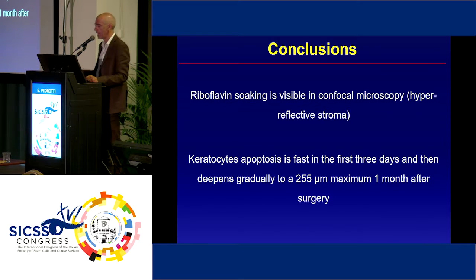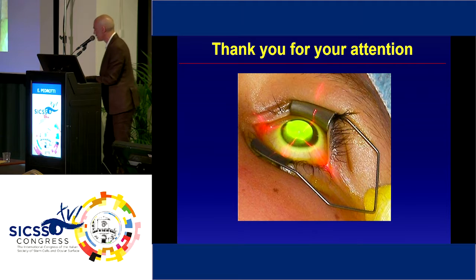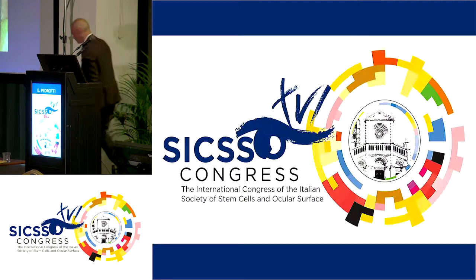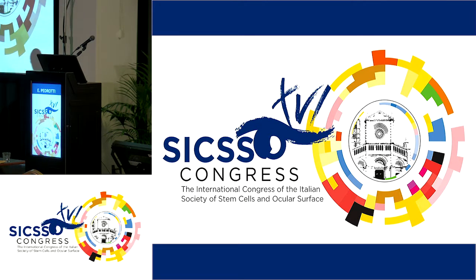Is it possible to document riboflavin soaking in confocal microscopy? Well, it is possible because we have stromal hyperreflectivity. Keratocyte apoptosis is fast in the first 3 days and then deepens gradually. So corneal microstructural changes happen in the first month after cross-linking, and they stop there. Thank you.